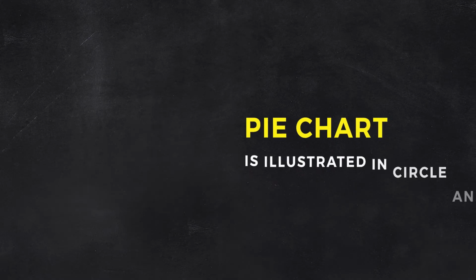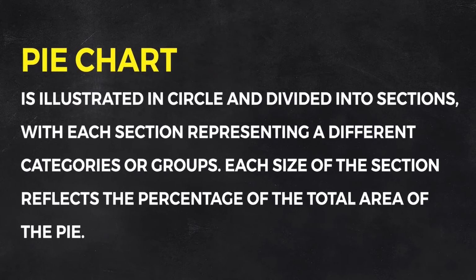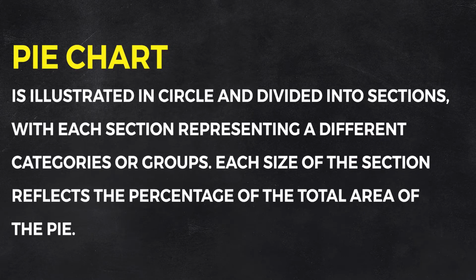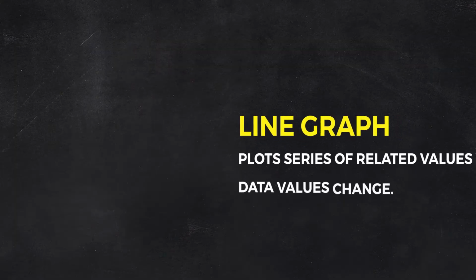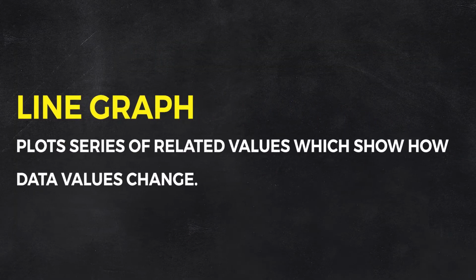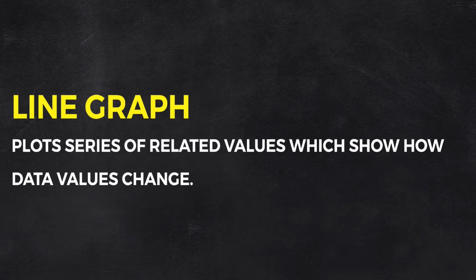Number 2. Pie chart. It is illustrated in circle and divided into sections, with each section representing a different category or group. Each size of the section reflects the percentage of the total area of the pie. Number 3. Line graph. It plots series of related values which show how data values change.